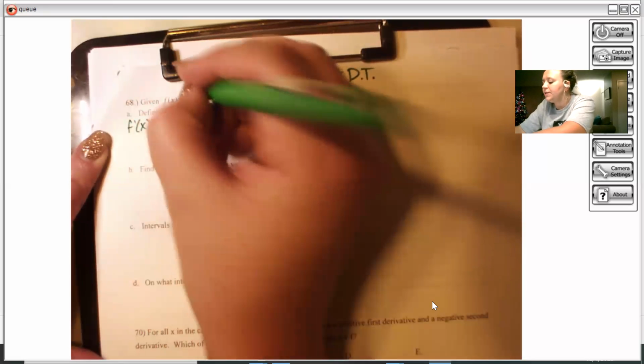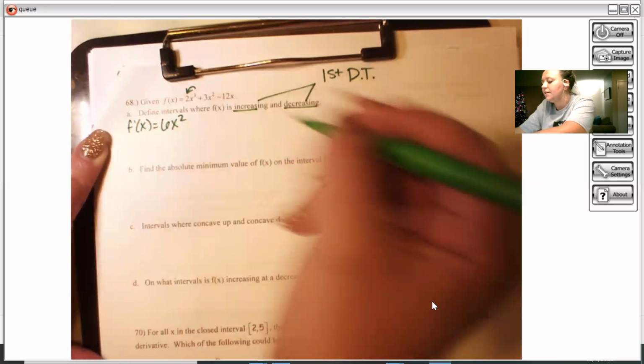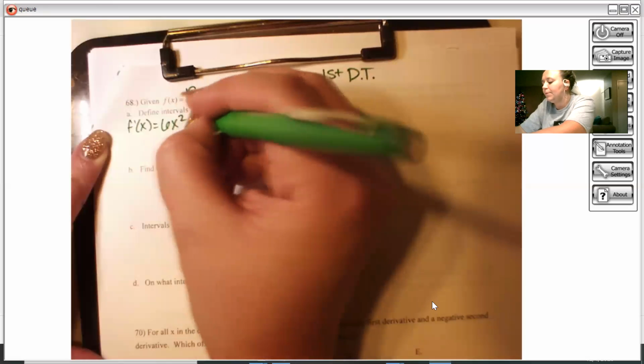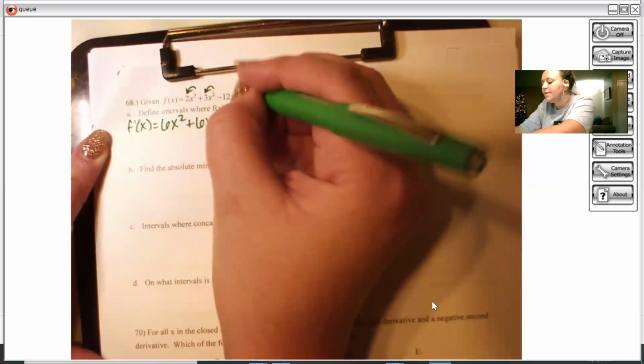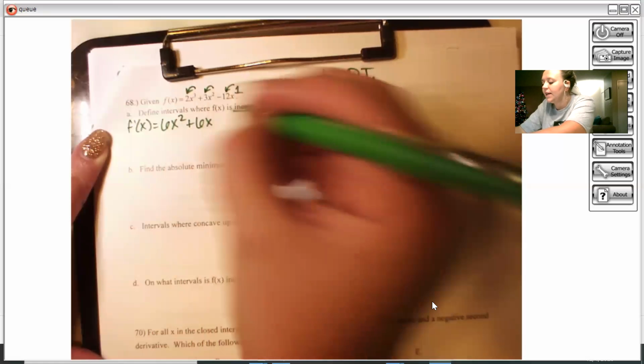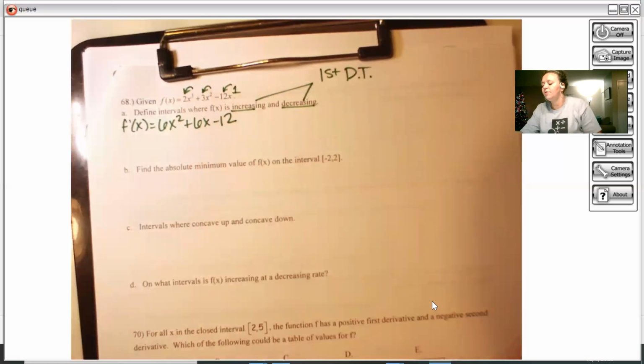So 3 times 2 is going to be 6x squared. 2 times 3 is going to be plus 6x. That's like an x to the 1. 1 times -12 is a minus 12. So I have 6x squared plus 6x minus 12.